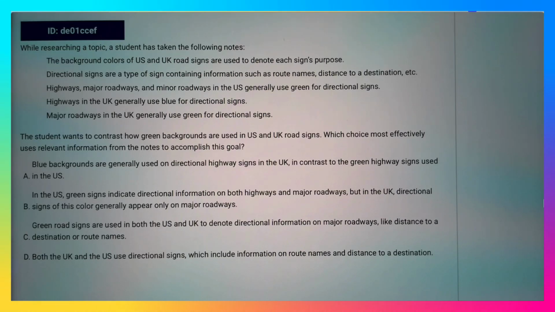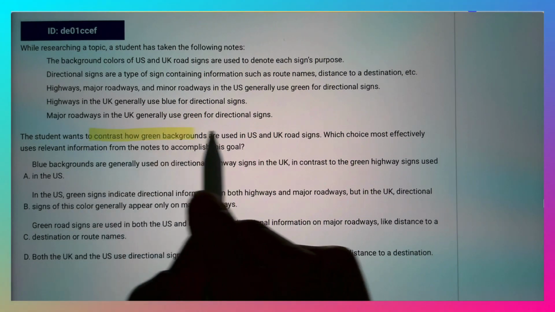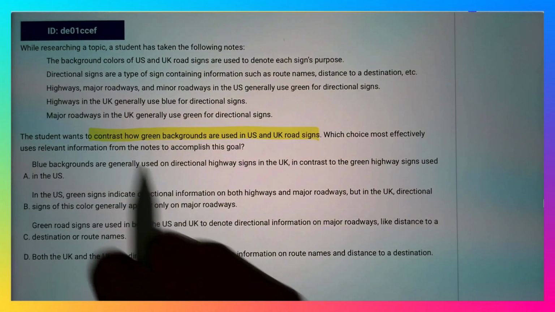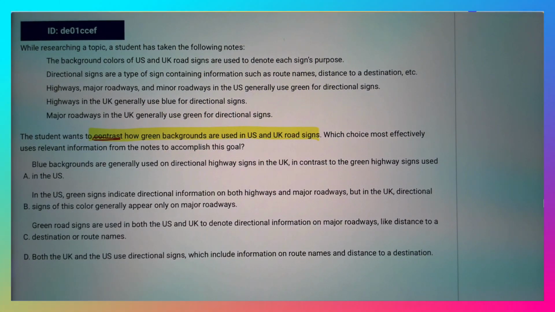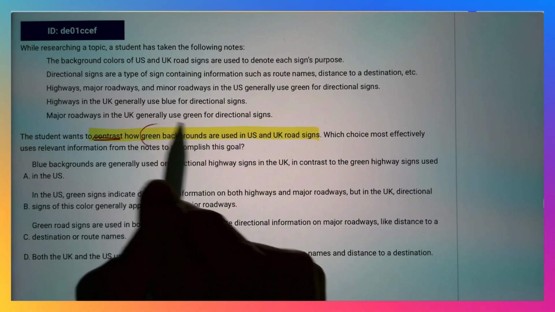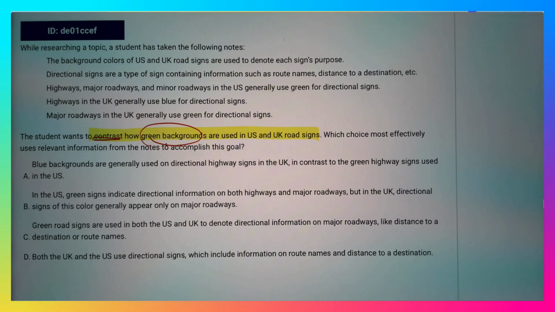The student wants to contrast how green backgrounds are used in the US and UK road signs. I'm going to highlight the part we need to search. Contrast. Find the difference. How the green backgrounds are used in US and UK road signs. Okay, so also it's a green background. Okay, so that's our target here.